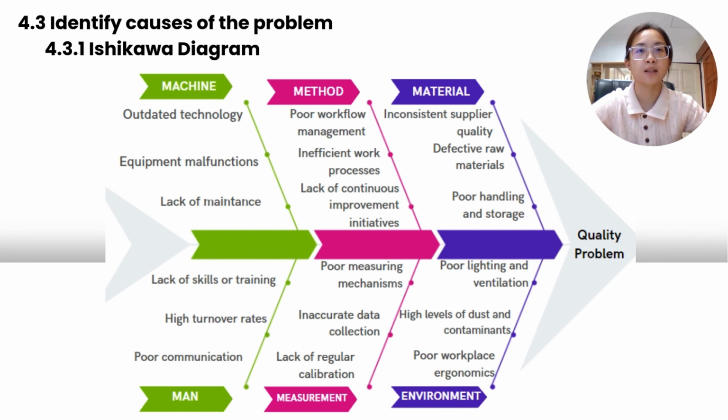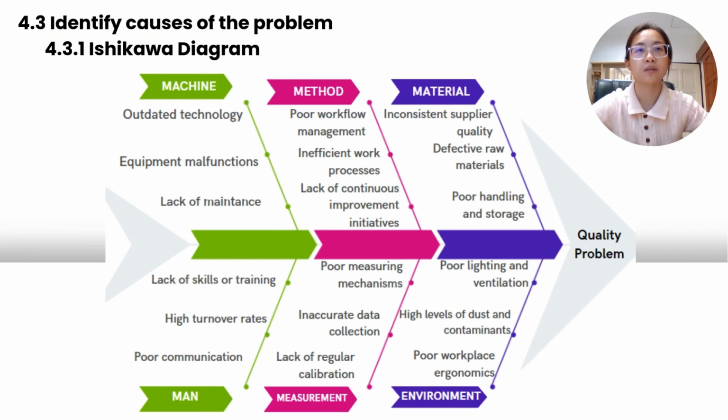For the measurement category, it identifies problems related to data collection and monitoring. Poor measuring mechanisms, inaccurate data collection, and lack of regular calibration. Inaccurate data collection leads to incorrect analysis and decisions, resulting in products that do not meet quality standards.